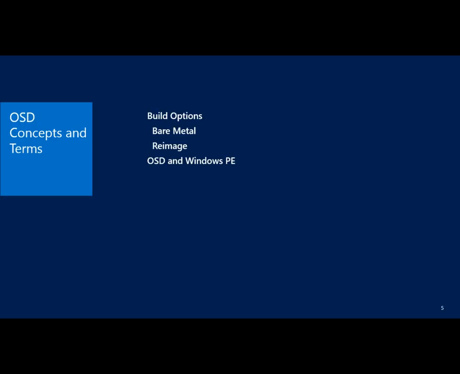The only difference in bare metal and reimage is bare metal always takes place without a running OS or without considering the OS that might be there. Reimage takes place from the running OS, reboots into Windows PE, right? All of these get to Windows PE. Windows PE is where the imaging takes place.